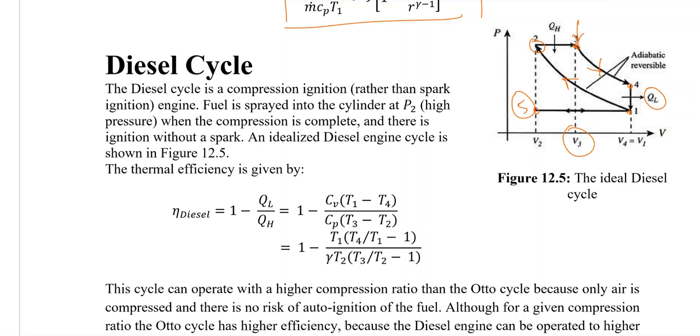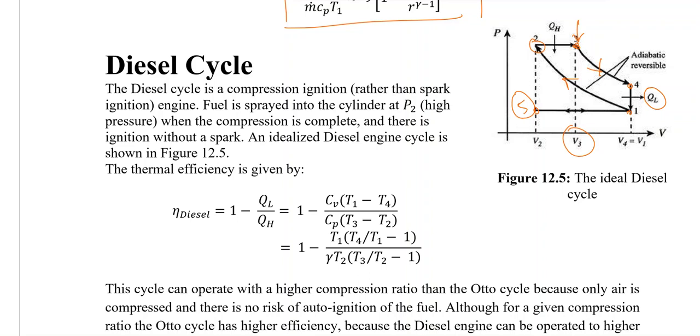So the same thing we have discussed in the Otto cycle, but over here in the diesel cycle, the heat is transferred to the system not in a constant volume process, but in a constant pressure process. So state 1 to 2 would be adiabatic compression. State 2 to 3 would be constant pressure heat addition. 3 to 4 would be adiabatic expansion, and 4 to 1 would be constant volume heat rejection.